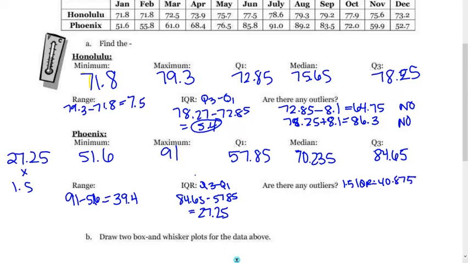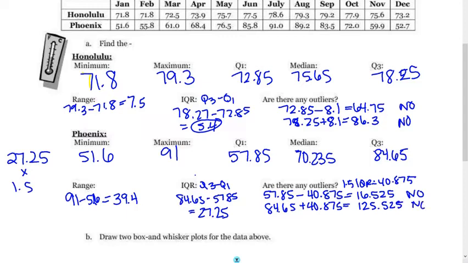Now I need to take Q1, in this case 57.85, and subtract this number. I get 16.525. Were there any temperatures lower than 16 degrees? There were not. And then Q3, 84.65, and I need to add that 40.875. I can already see this is going to be bigger than 91, about 125.5. There were none more than that because the maximum was 91. So again, there are no outliers.